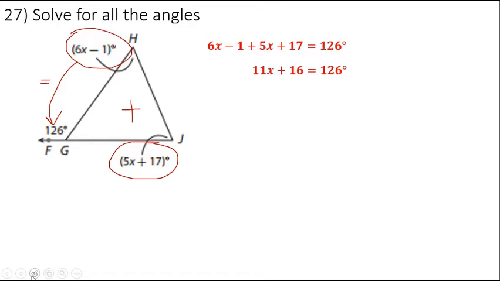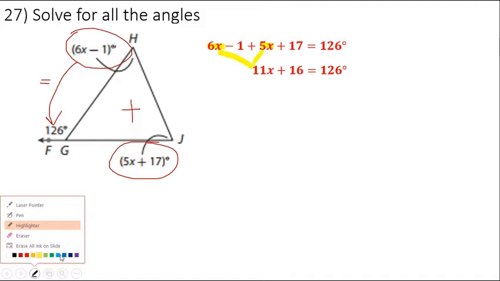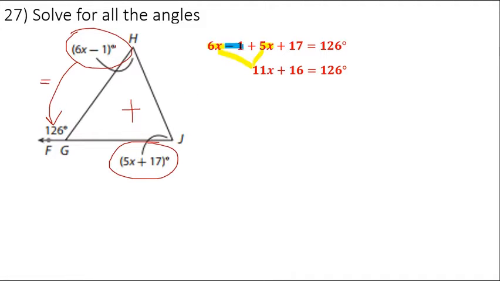So what I do here is I want to combine like terms. I'm going to take 6x and 5x, and that gives me 11x. And I'm going to take -1 and 17, and that gives me 16. Then I'm going to subtract 16 from both sides, so I get 110, and I divide by 11, so I get x equals 10. Now I know what x equals, I plug it back into the equations.